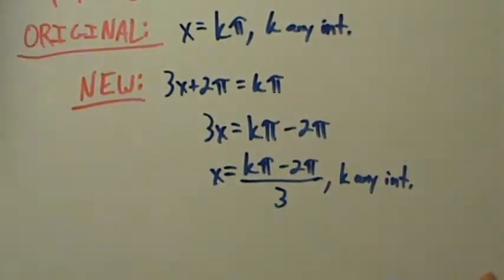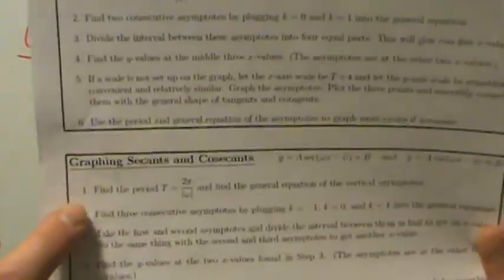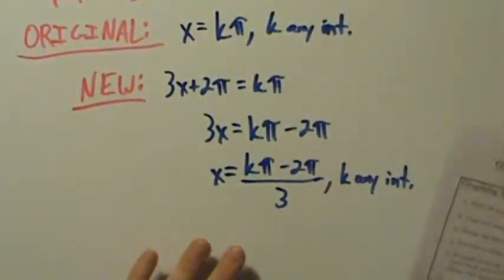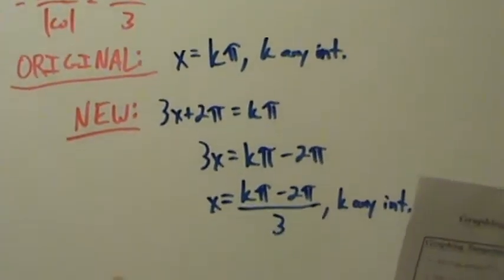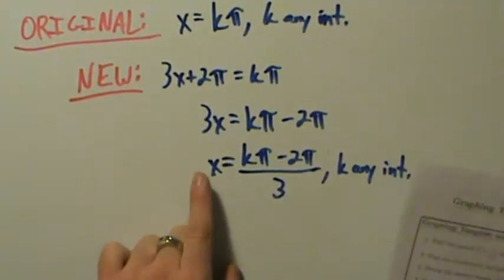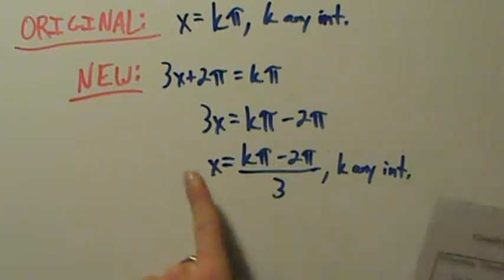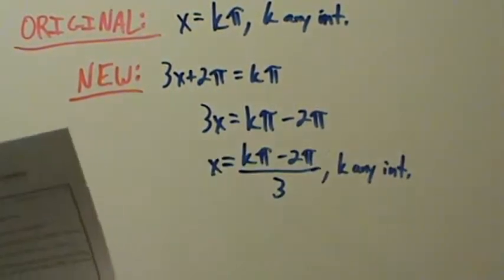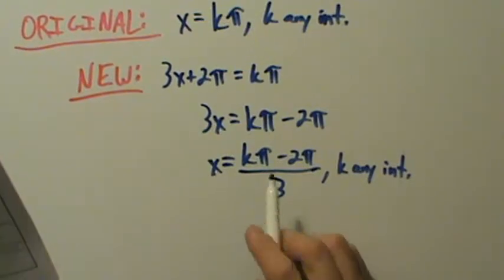So let's go back to our steps. Okay, so that's it for step 1. Find the period and find the general equation of the vertical asymptotes. Okay, the period is 2 pi over 3, we just found. And the general equation of the vertical asymptotes is this guy right here: x equals k pi minus 2 pi all over 3. And yeah, there are a few different ways to write that, but let's maybe just leave it like that to keep things simple.